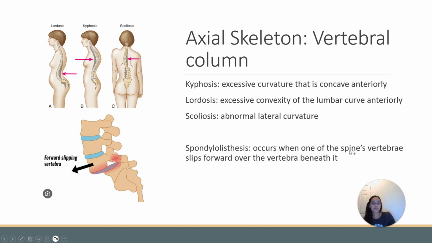Spondylolisthesis occurs when one of the spine's vertebrae slips forward over the vertebra beneath it. So basically this vertebra is slipping forward and it's causing a nerve to pinch back here. You're able to see this in X-ray as well.